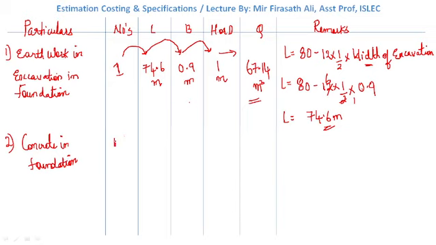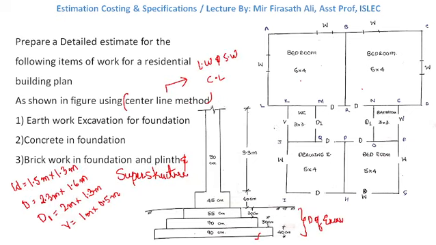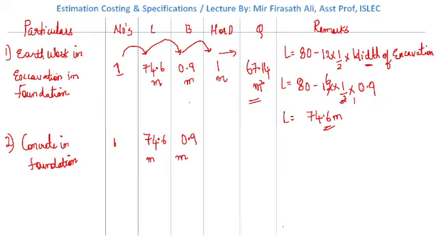The number remains the same, the length will be the same as the plinth. The width is also the same, both in meters. Here only the depth of concrete changes. What is the depth of concrete over here? 40 centimeter. So, write it over here, 0.4 meters.